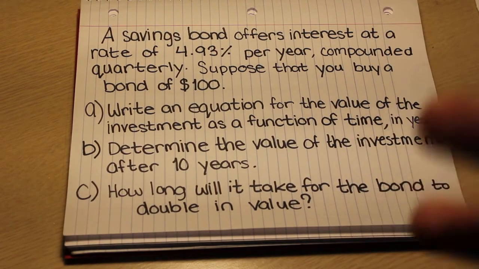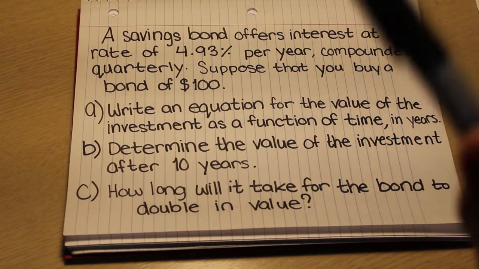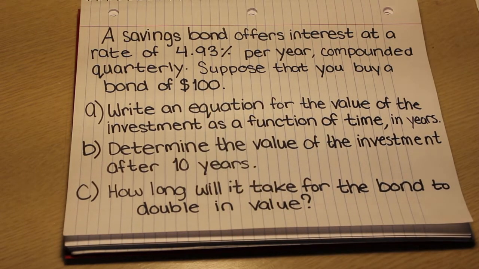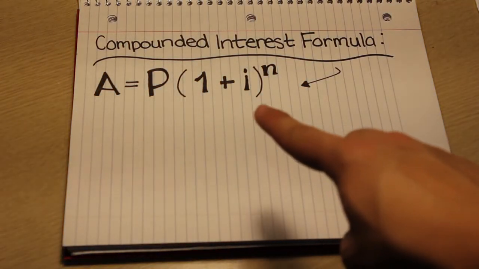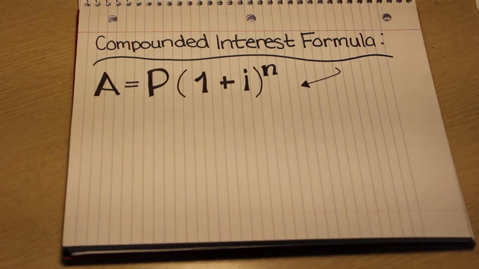So because this is a compounded interest question, we know that there's a formula for this. There is a formula for compounded interest and how to solve it. So let's just write out the formula so we can write the equation for the value of the investment. So this is going to be our compounded interest formula. This is what the formula looks like.